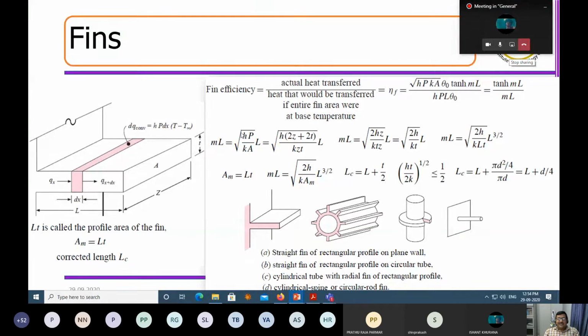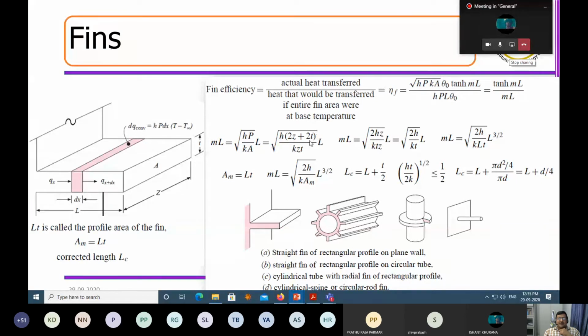Now, ml comes out to be this, where h is the heat transfer coefficient of the surrounding fluid, k is the thermal conductivity of the fin, and A is the area. A is Z into T. This is your area A. P is your perimeter, that is 2Z plus 2T. 2Z means this Z and this Z, and 2T means this T plus this T.